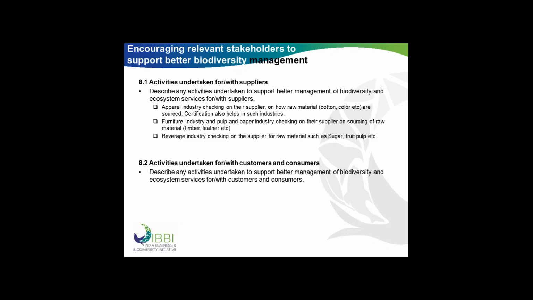So this point we further divided into 3 different sections. First is 8.1, activity undertaken for or with suppliers. So this is specifically focusing on the activities you are undertaking for your own suppliers. For example, appraisal or industry check on their suppliers, or on how the raw material, which is cotton or some of the colors, they are sourced.